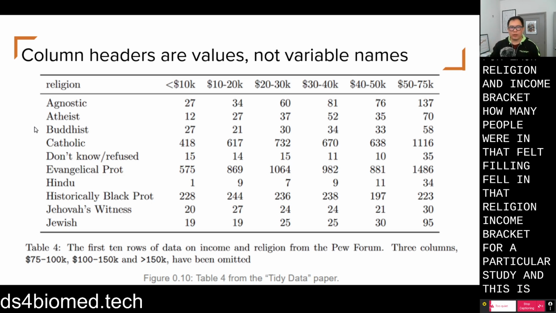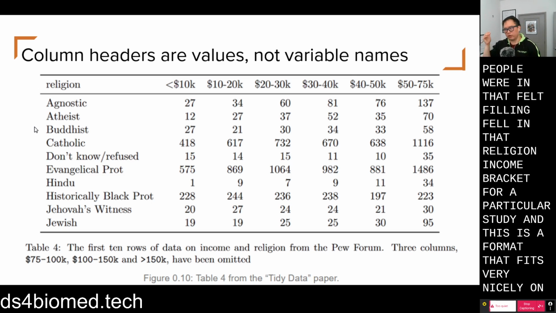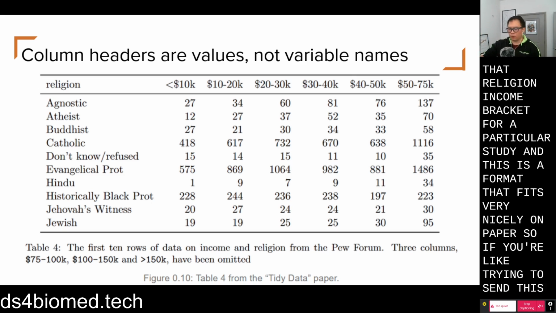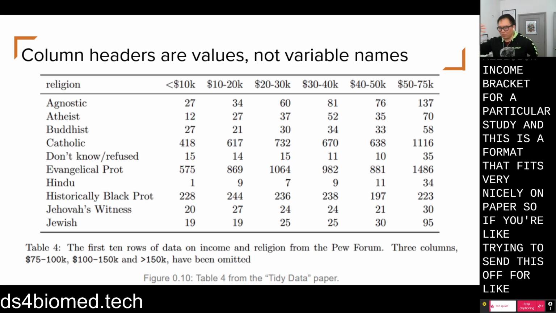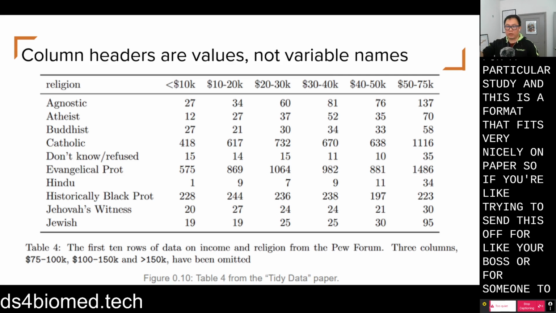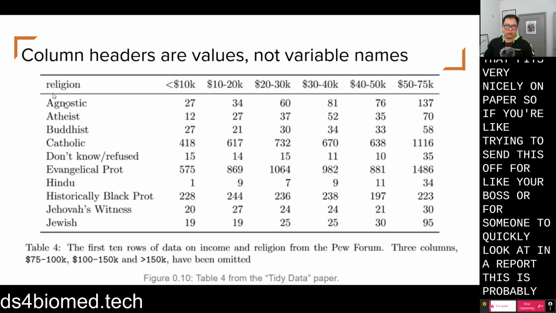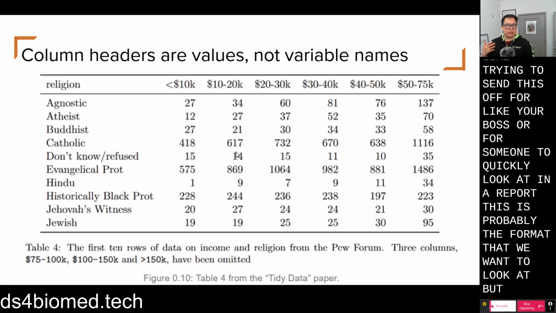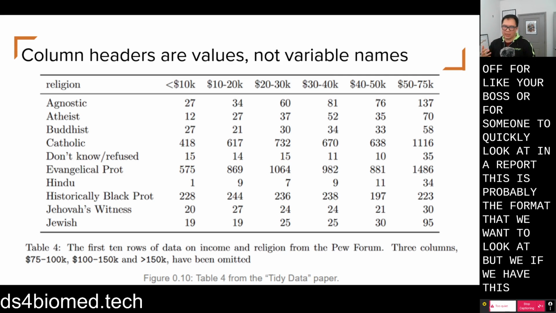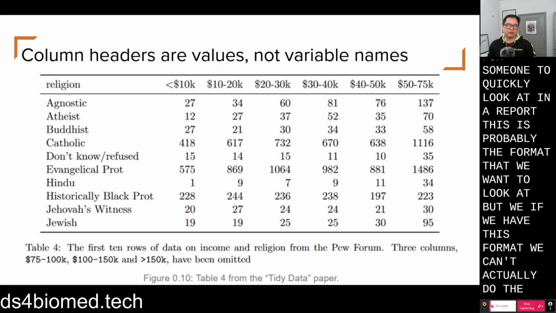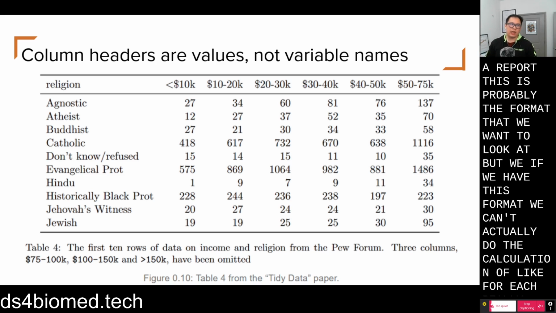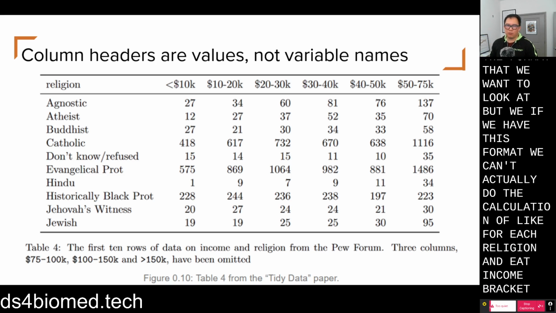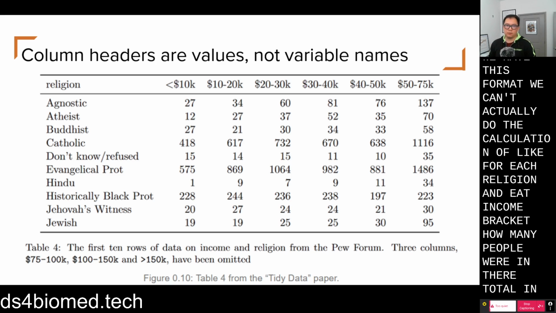And this is a format that fits very nicely on paper. So if you're trying to send this off to your boss or to someone to quickly look at in a report, this is probably the format that we want. But if we have this format, we can't actually do the calculation of, for each religion and each income bracket, how many people were in there total in our study.